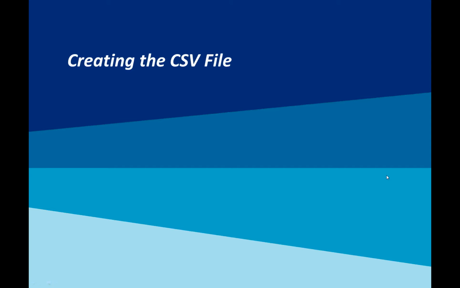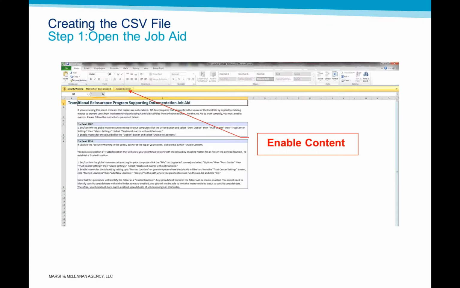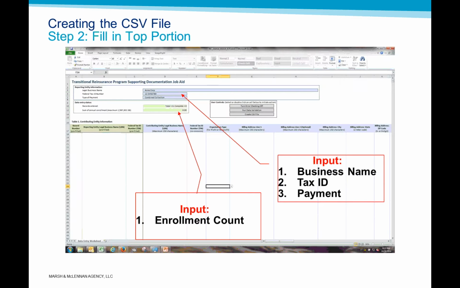So once you have that, then you need to open it up and actually create the CSV file. The big thing with creating the CSV file is you want to be able to enable the content on it, which is on the yellow bar above, because it is a macro-enabled job aid. Once you get in here, you'll see a lot of different little areas to fill in. Really, you want to start with the top section here in blue. You'll just fill out the three sections about your company information.